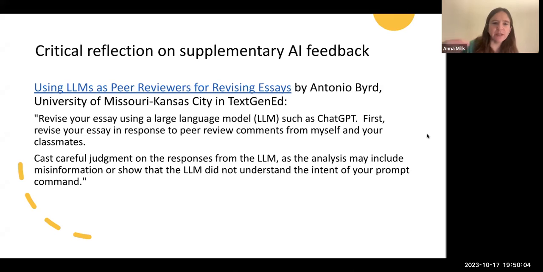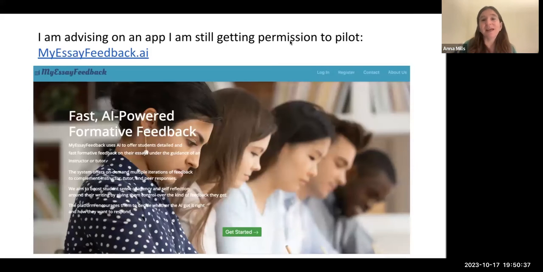He first did the peer review from his own comments and student comments, and then he asked students to cast careful judgment on the responses from the large language model, and he pointed out the misinformation, or showed that it might have misconstrued the intent. So again, that critical AI literacy piece is being emphasized by the teacher, even though it's useful as feedback, but it's also problematic and not trustworthy.